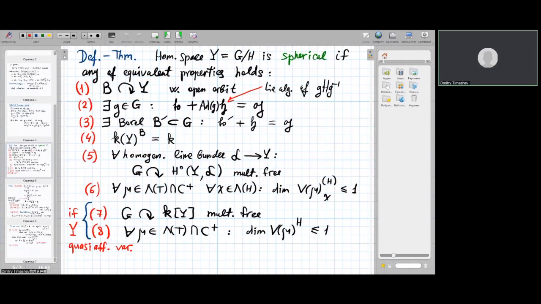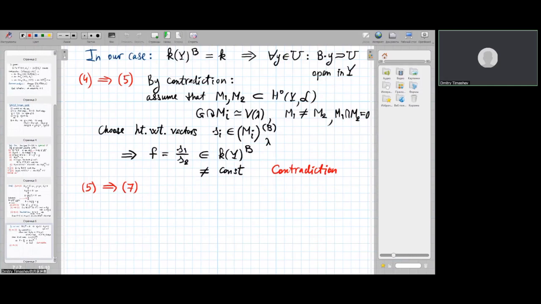But what is the algebra of regular functions on Y? It is just the space of sections of the trivial line bundle over Y. Functions are sections of the trivial line bundle. So to prove that 5 implies 7, you just have to take for this line bundle L the trivial line bundle, which I denote by O sub Y. By abuse of notation, I denote the trivial line bundle by the same letter as its sheaf of local sections, which is just the structure sheaf, the sheaf of functions on Y.